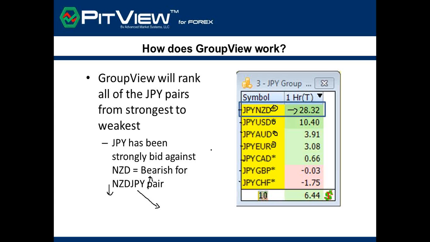So that's what group view is going to do, it's going to rank the yen. Okay, which one is the yen strongest against to weakest against? And it shows, okay, the yen is strongest against New Zealand. It's pretty strong versus the dollar. And it will show you that relative strength from strongest to weakest, to which ones the yen is trading strongest to weakest against. Sorry for being repetitive.